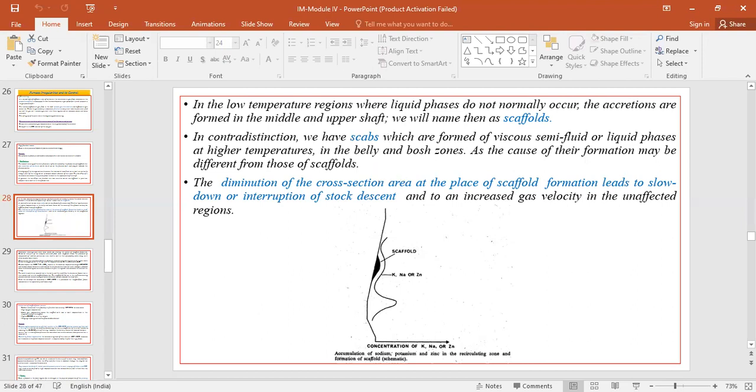Again, the consequences of the formation of these solid projections are very similar to what happens with scaffolds. The formation of these solid projections will certainly interrupt the flow of the gases and the flow of the solid burden, and it will also disturb the thermal profile of the blast furnace.